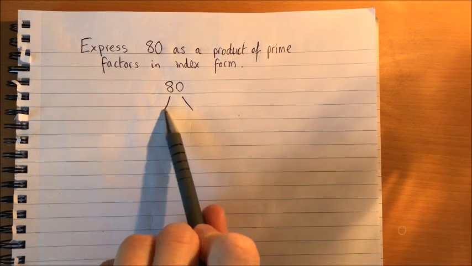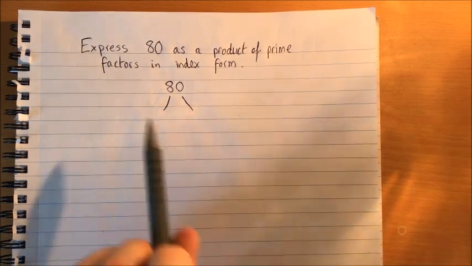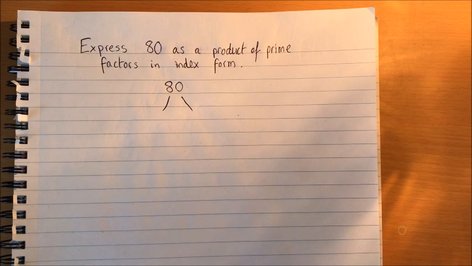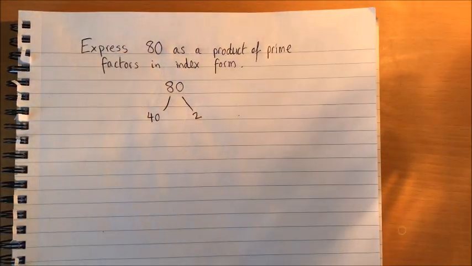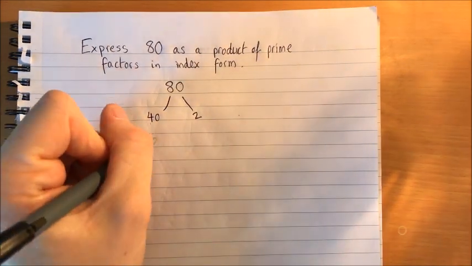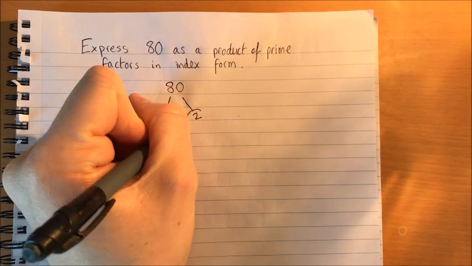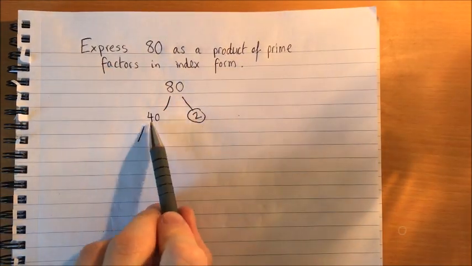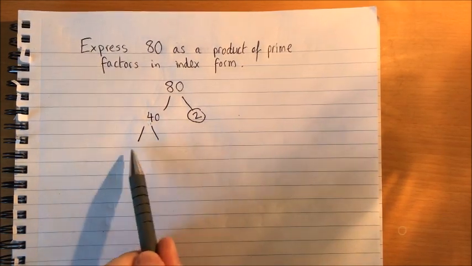Okay, so I'm going to start by thinking, let's think of two factors of 80. So something times something gives me 80. Well, I know that 40 times 2 gives me 80. So I'm going to ask myself, are these numbers prime? Well, 40, that's not a prime number. Is 2 a prime number? Yes, it is. So I can stop that one there and circle it, but I've got more work to do here. So 40, what can that be split up into?